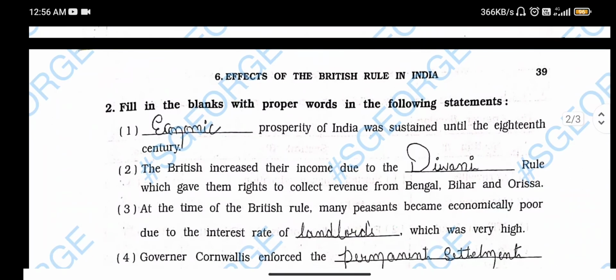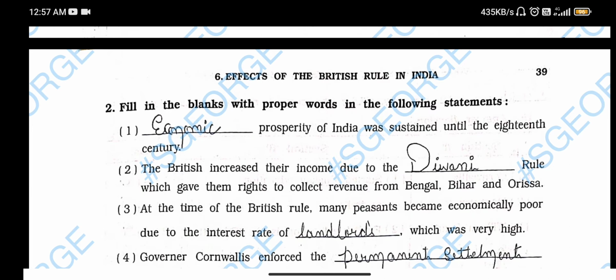Dash prosperity of India was sustained until the 18th century, and that is our one and only economic prosperity, and this is also MCQ number 1. The British increased their income due to the Dash rule, that is Diwani rule, and Diwani rule means the right to collect the revenue, which gave them the right to collect revenue from Bengal, Bihar and Orissa.